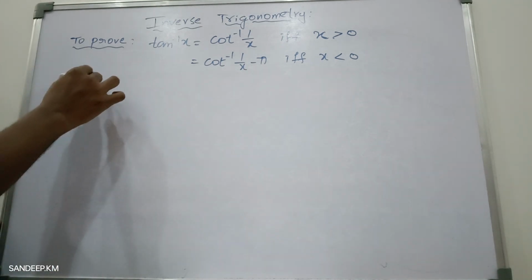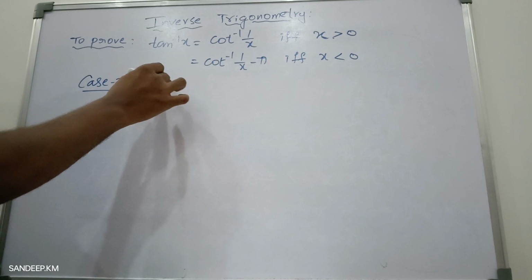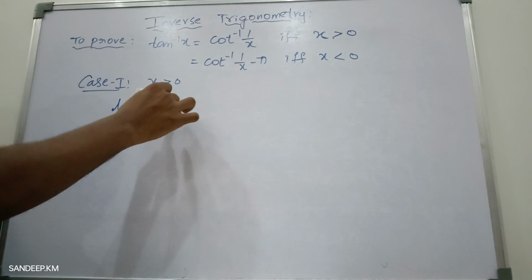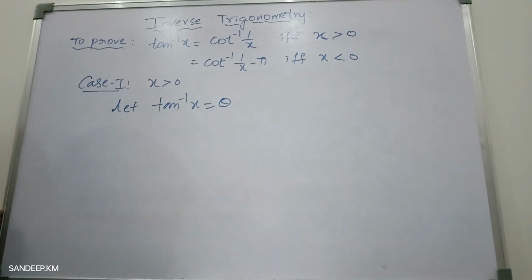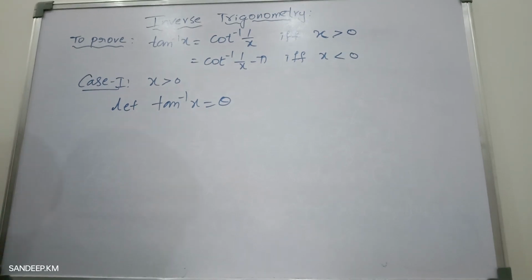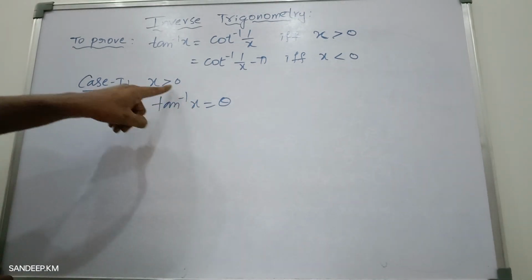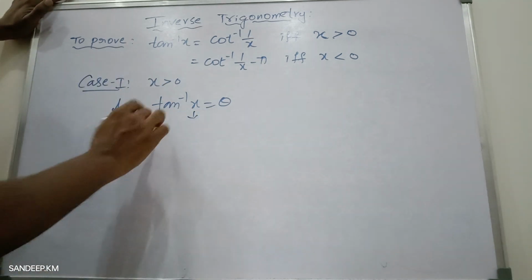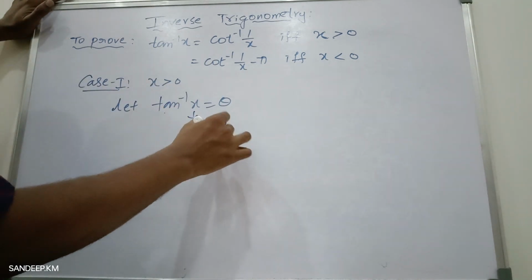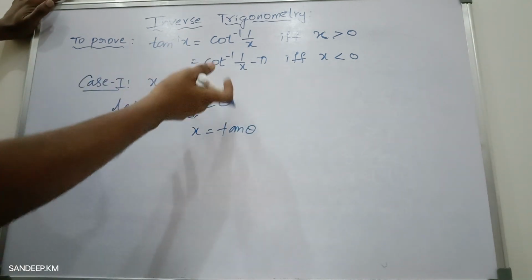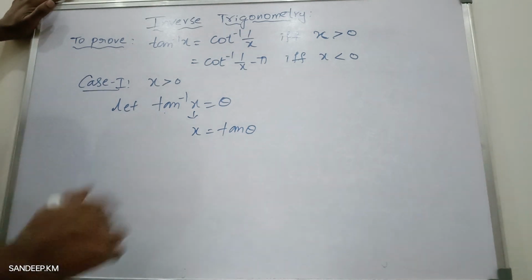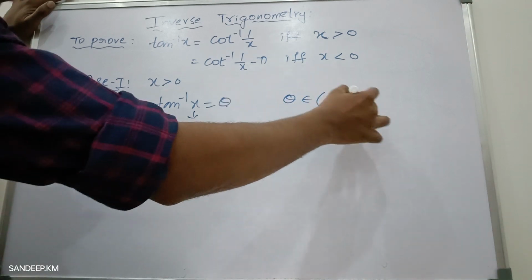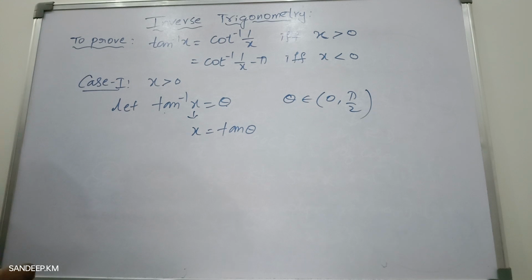Case 1 is when x is positive. So let tan inverse of x be equal to theta. Now as you see, x is greater than 0, so x is in the domain of the tan inverse function. Therefore tan inverse will go to the right side: x is equal to tan theta. And observe one thing: if x is positive, then theta belongs to 0 comma pi by 2, the first quadrant.